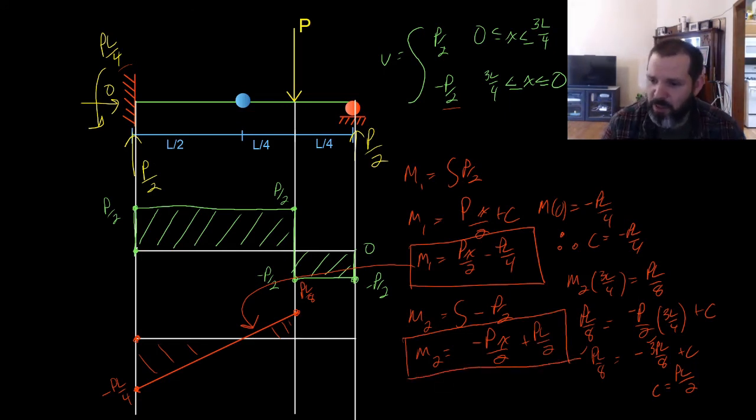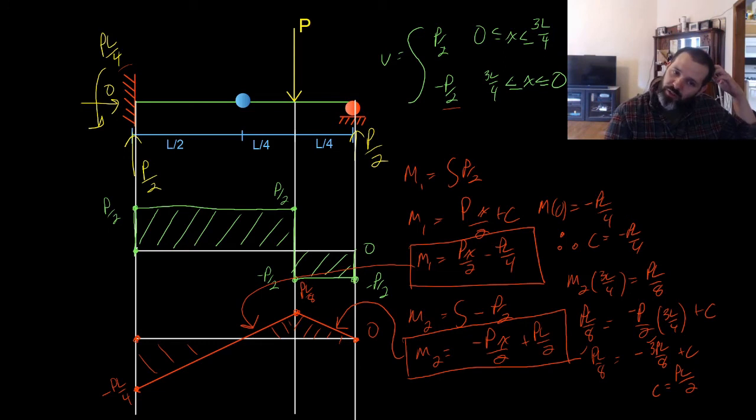So now we can plug in numbers like I did previously. If we plug in 3L over 4 for x, we find that M2 equals PL over 8. If we plug in L for x, we have minus PL over 2 plus PL over 2, which equals out to 0. So our moment then will go from PL over 8 to 0, and the equation for this line will be minus Px over 2 plus PL over 2.